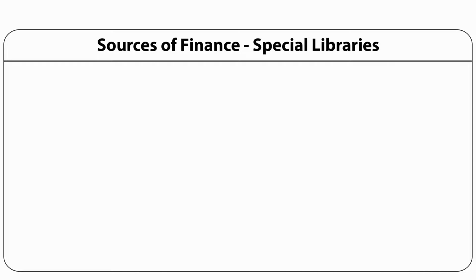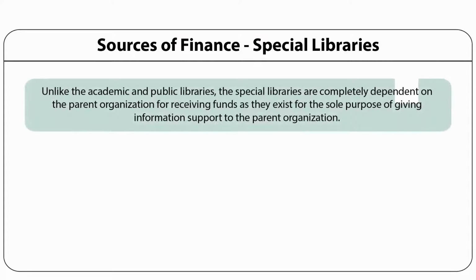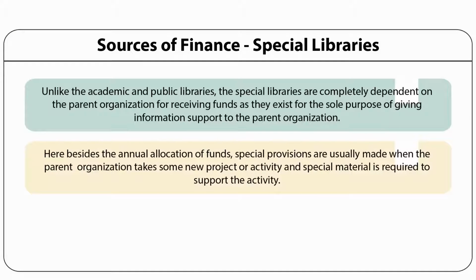Sources of finance for special libraries. Unlike the academic and public libraries, the special libraries are completely dependent on their parent organization for receiving funds, as they exist for the sole purpose of giving information support to the users of the parent organization. Here, besides the annual allocation of funds, special provisions are usually made when the parent organization takes some new project or activity, and special material is required to support the particular activity.